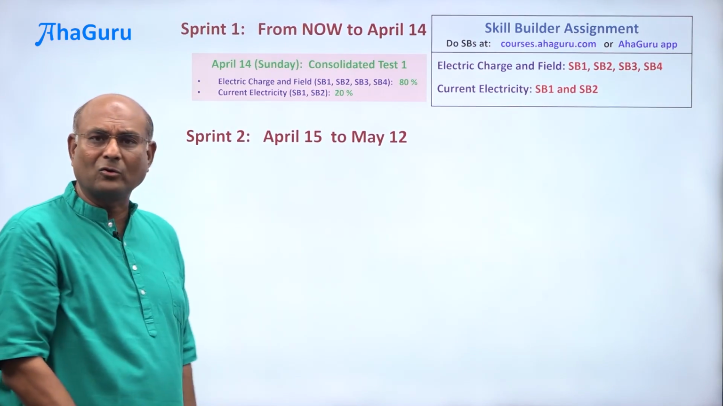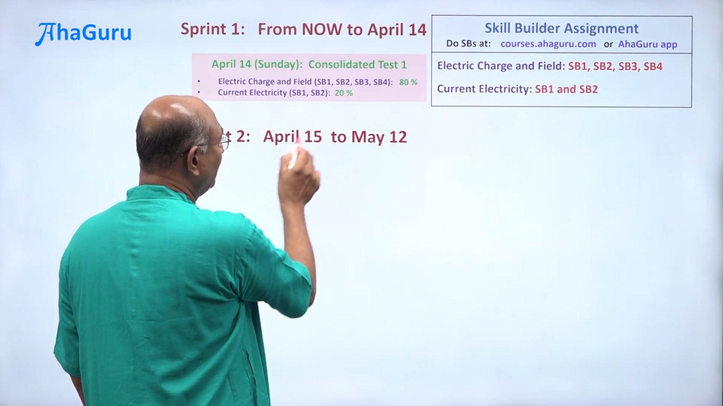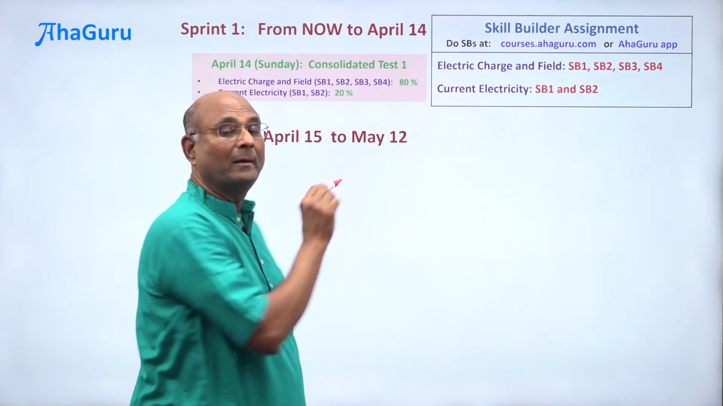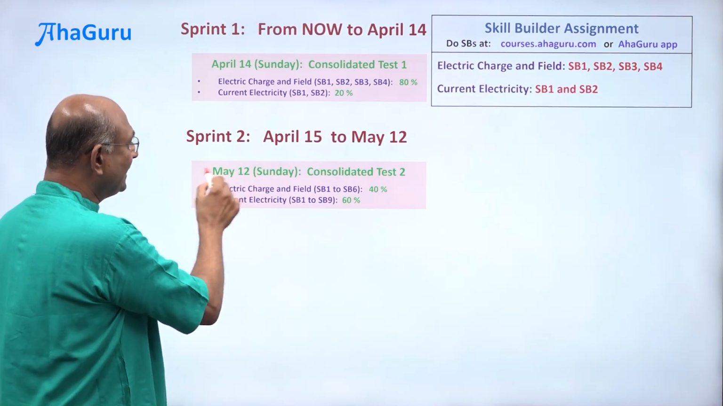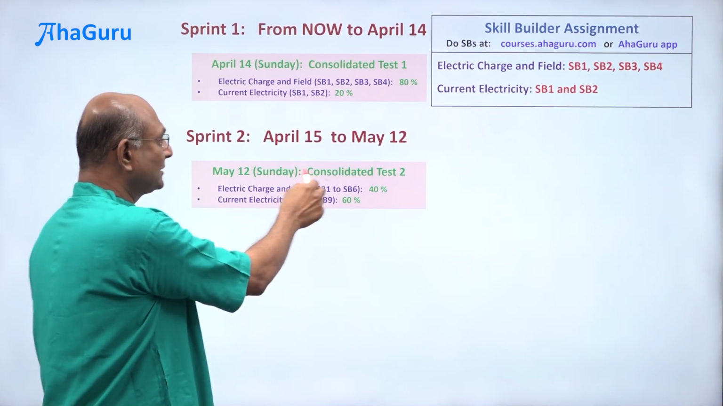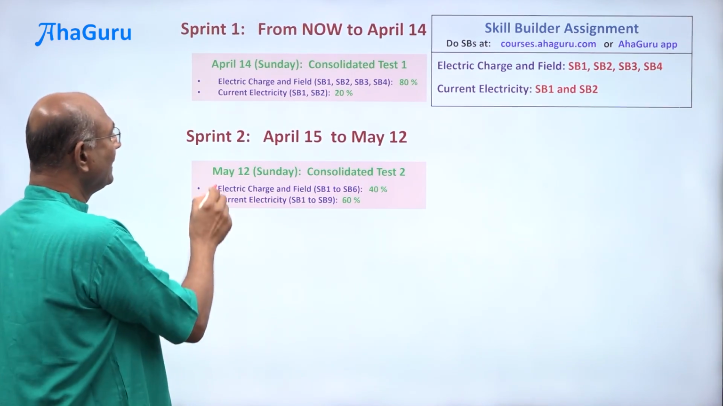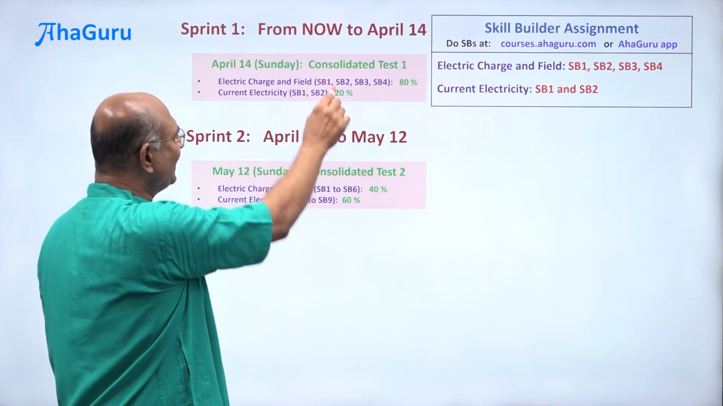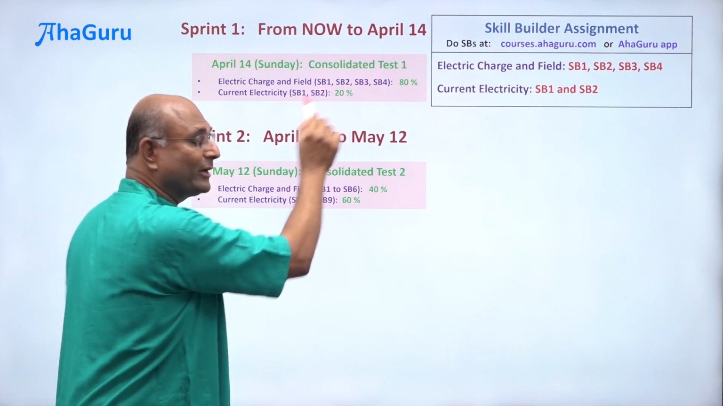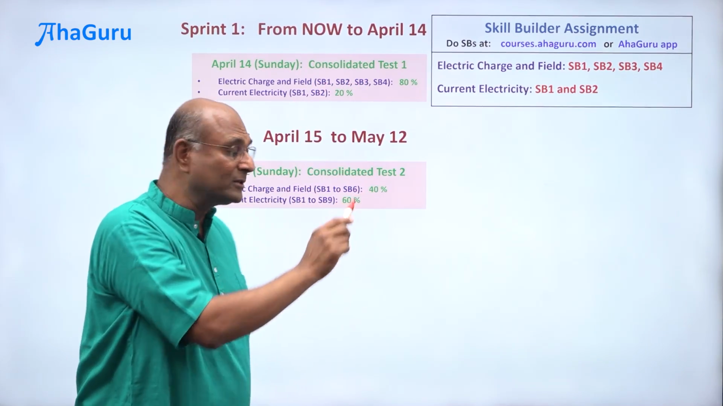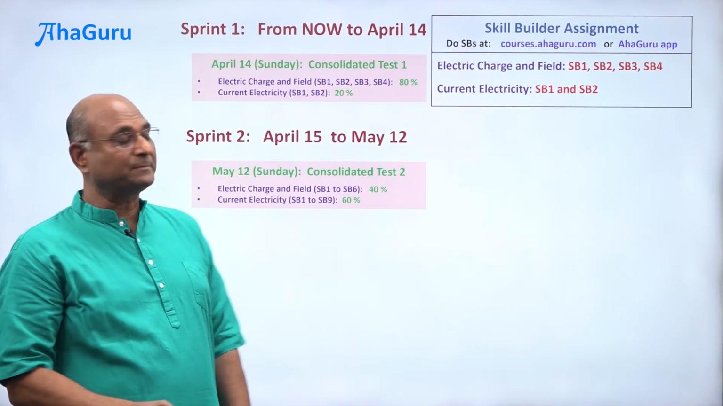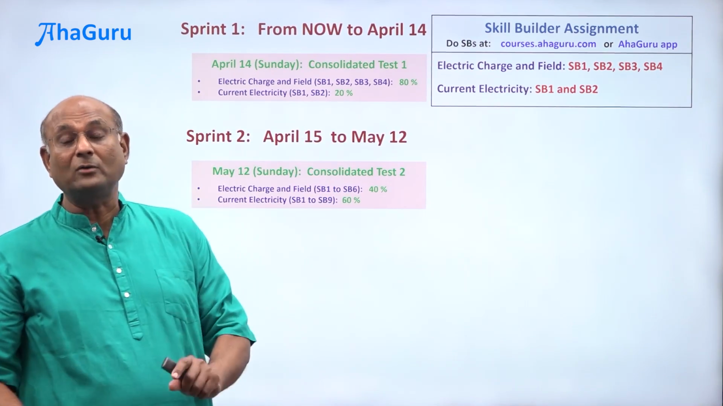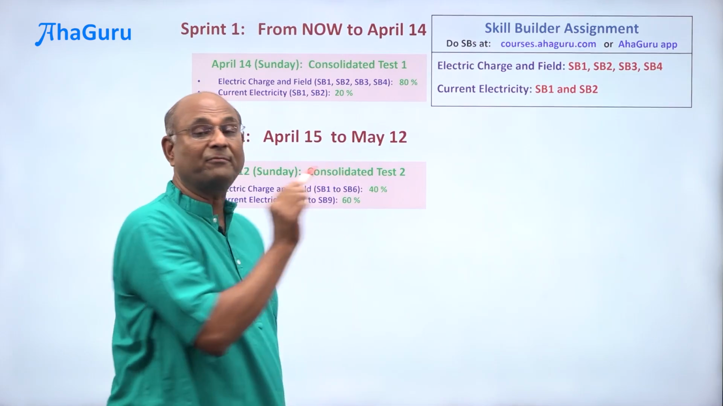From this, what can you conclude? Well, you start your online assignment from April 15th. When will you have that consolidated test? It will be on May 12th. That will be consolidated test 2, CT2. And the topics will be electric charge and field. Hey, that we already did in the first one. First one we did SB1 to SB4. We didn't do dipoles. Dipoles will be SB5, SB6. So this has SB1 to SB6, inclusive of dipoles.